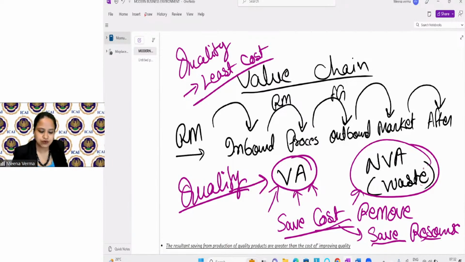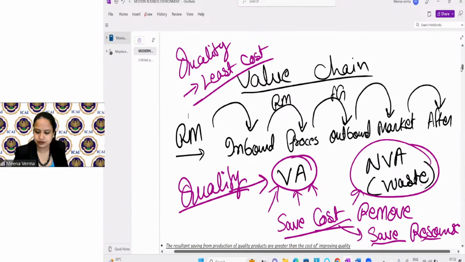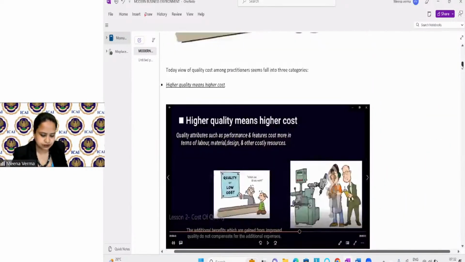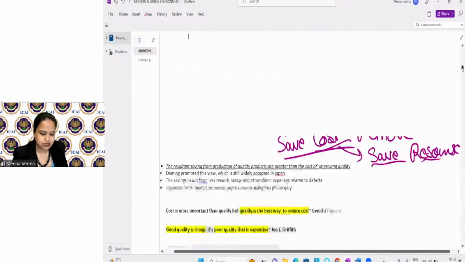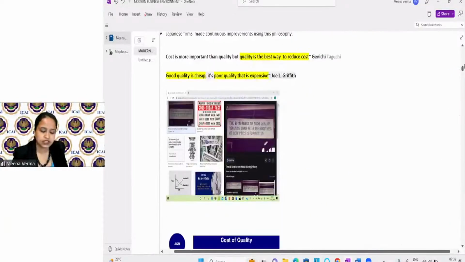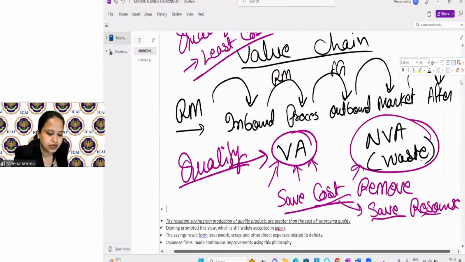Okay, now let's see what we have here also, right? Let's try to see what we have here, right? So first point, they said either quality or product. We have learned it is possible that we can produce the quality product at least cost, right? This is possible.